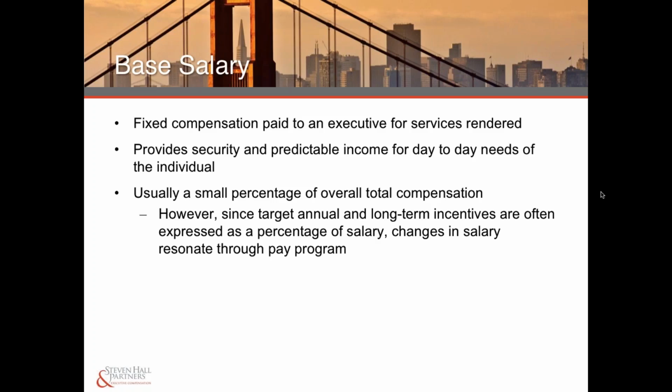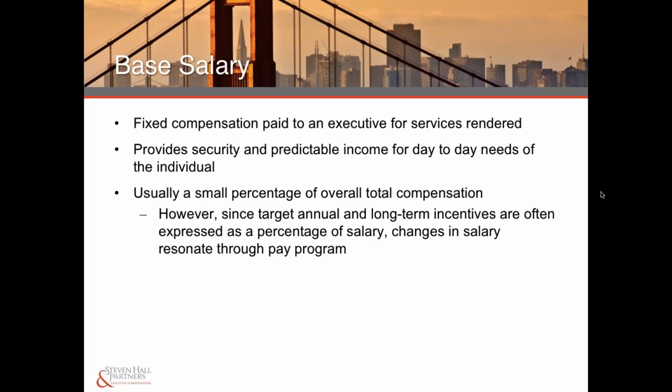You'll see those in proxy statements where pie charts are developed for what part of total compensation is made up of either fixed or base salary. It's very small, but it has a lasting impact on all the other pieces of compensation because your base salary is used to set your target bonus and is generally used to set your target long-term incentives, as these are set up as a percentage of salary. So any change that you make to the salary is going to resonate through the rest of the program.